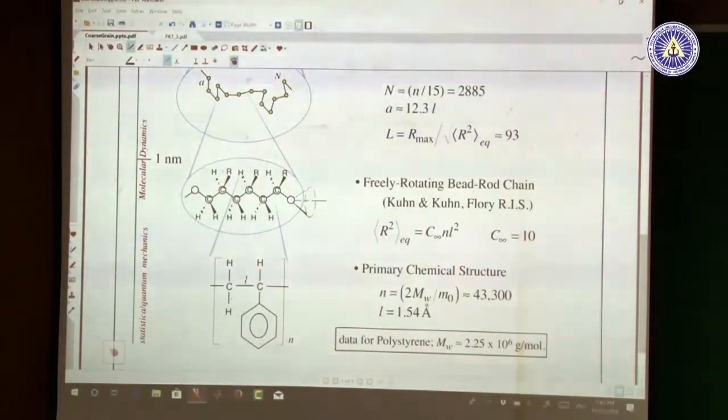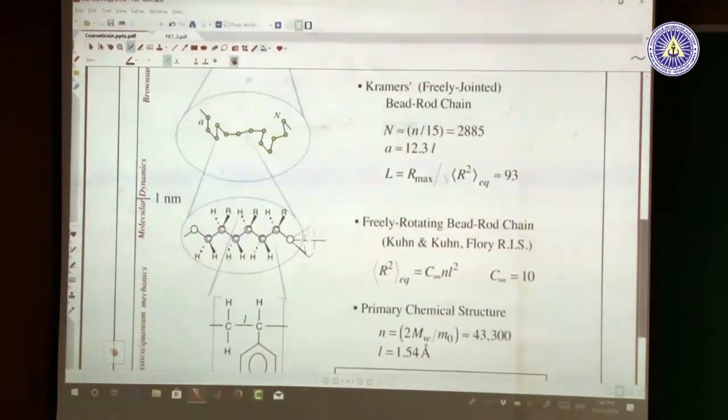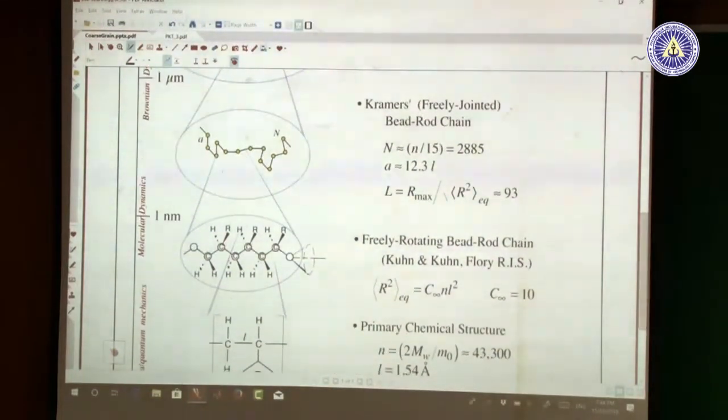C infinity times NL squared. C infinity is the stiffness factor, and it's around 10. That means you have to go roughly 10 of these monomers before things become uncorrelated. And then you replace it by a freely jointed chain, right?